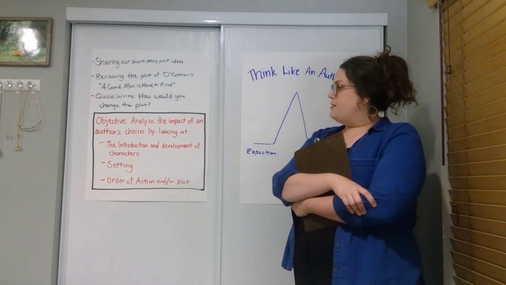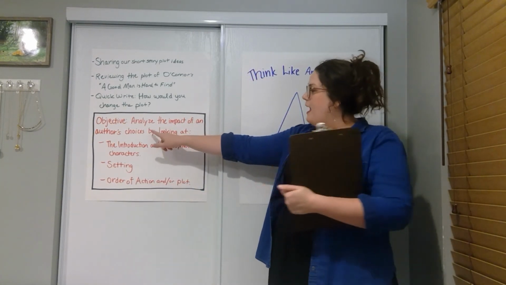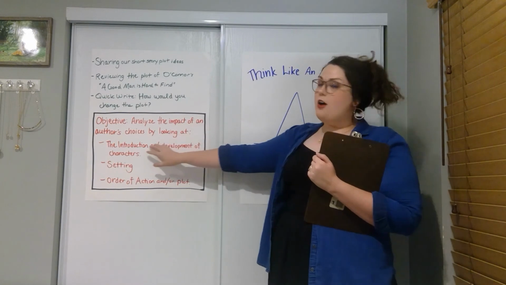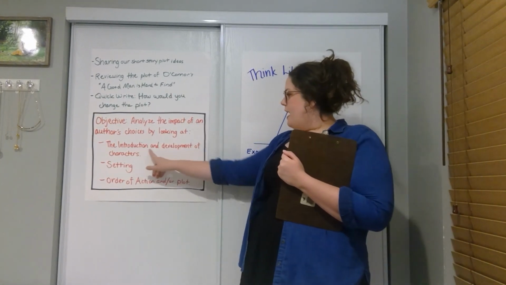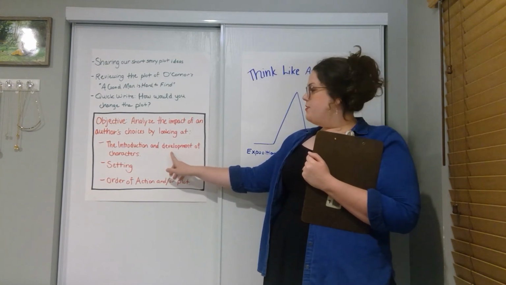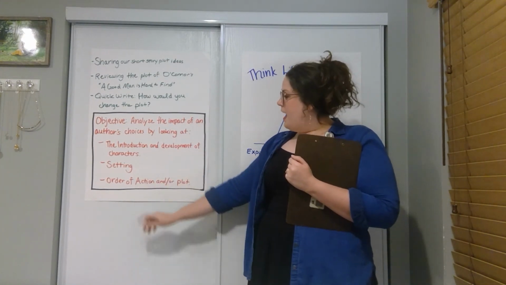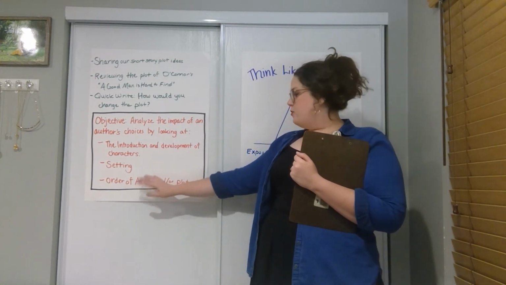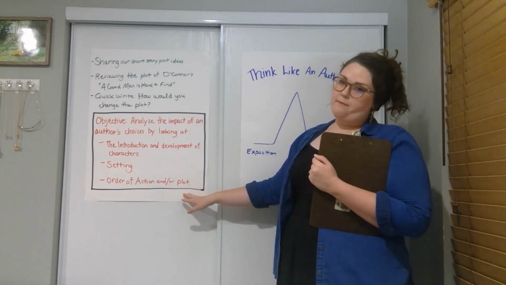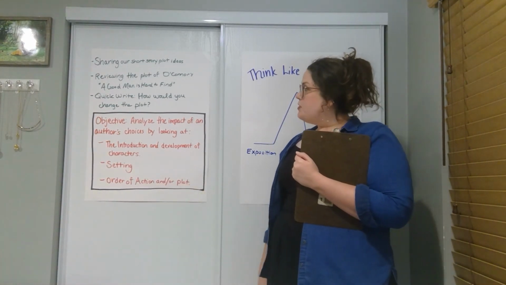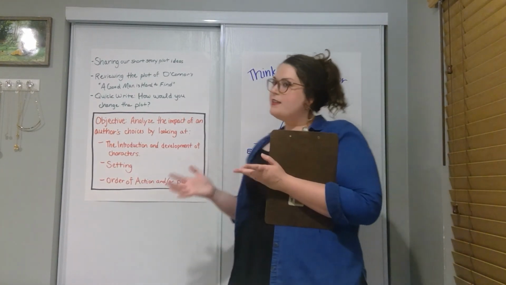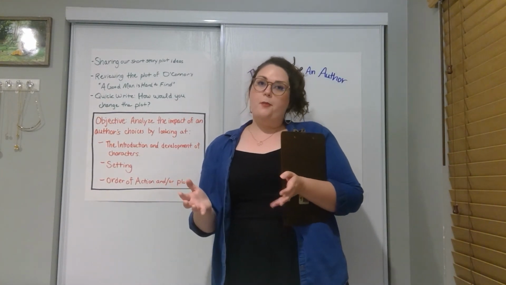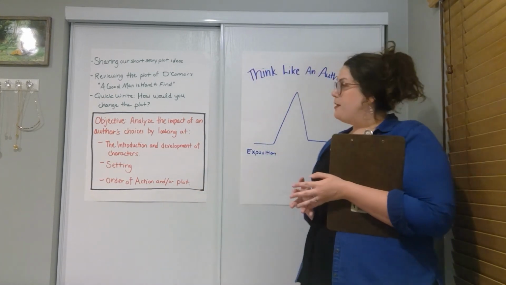Today, our objective is to analyze the impact of an author's choices by looking at the introduction and development of characters, the setting, and the order of action or the plot in the story. We're going to do that by first getting in the mode of thinking about plots and thinking about short stories.